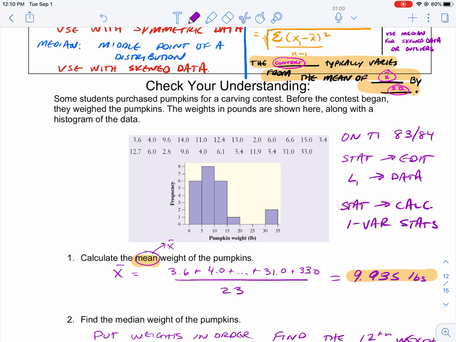That's going to spit out an X bar, a standard deviation, the total number of values that you have, the sum of those values, and those sorts of things. That's going to be a quick way to find a lot of different measurements for quantitative data. So keep that in mind, write that down, and we're going to do that quite a bit in this class.